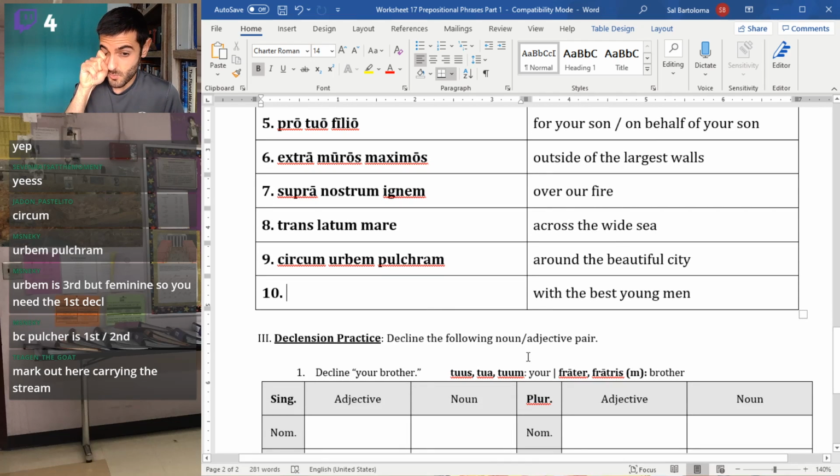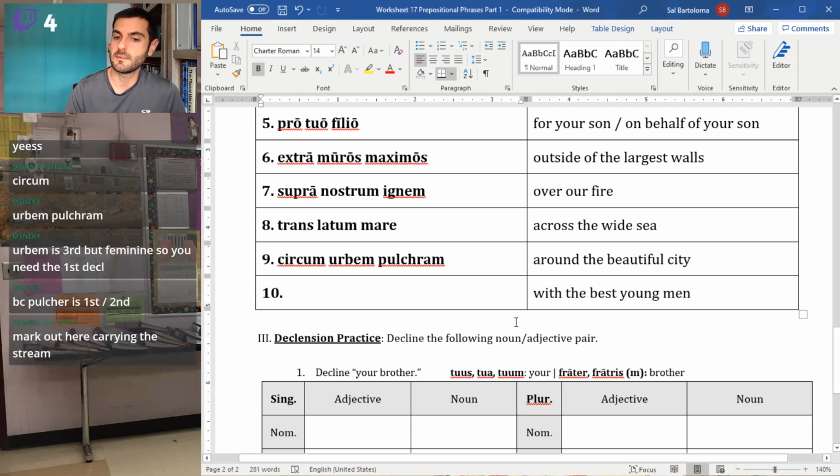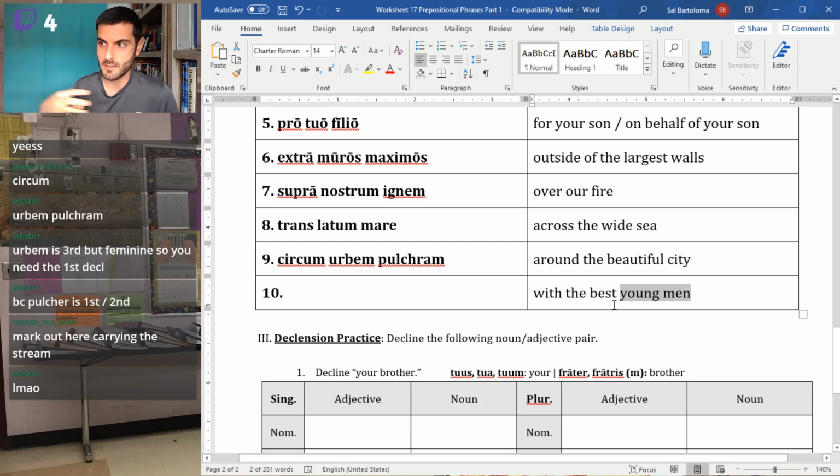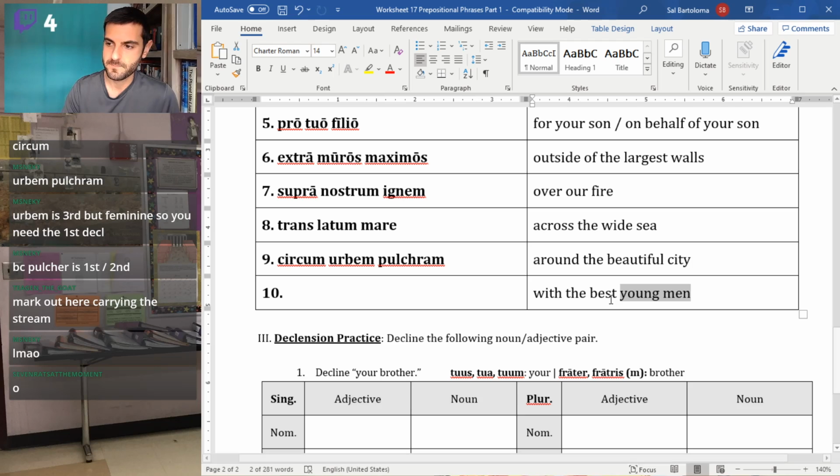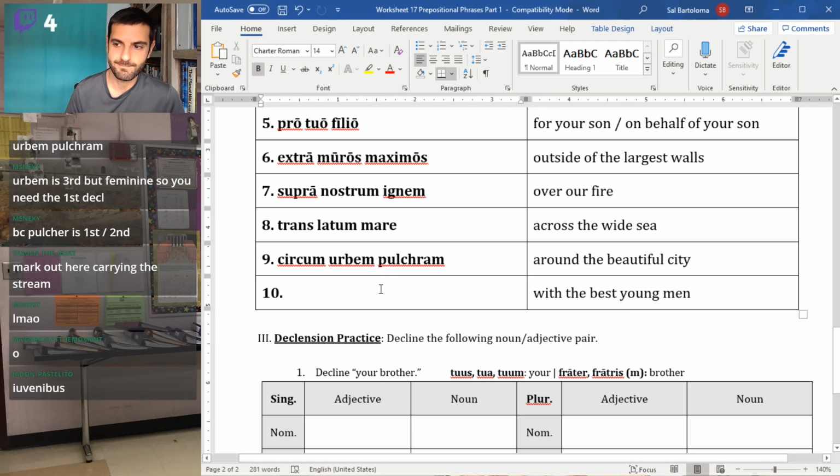And last one with the best young men. And I can't stress this enough. Young man. That is one word in Latin. Right? That is a juvenis. A juvenis is a young man. They would not say a juvenis vir. It's just a juvenis. A juvenile. Young man. Doesn't like that word either. So we're going to deny that word.